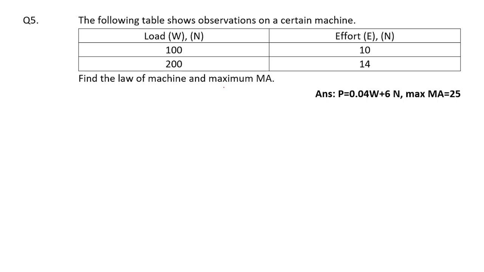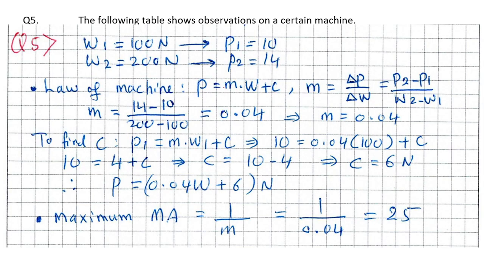Now, for example, you have another set of observations with corresponding loads and efforts. Find the law of machine. How do we get that? We see here that you have the load and the effort. The slope can be simply calculated with the difference in the load, P2 minus P1, over the difference in effort, which is W2 minus W1.